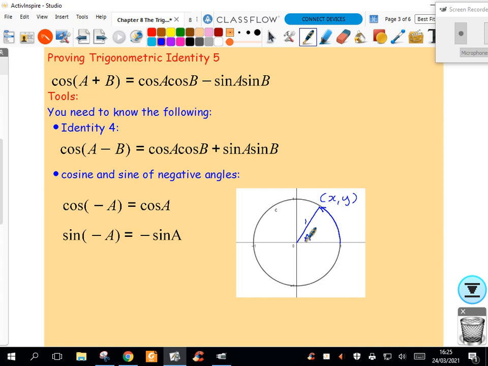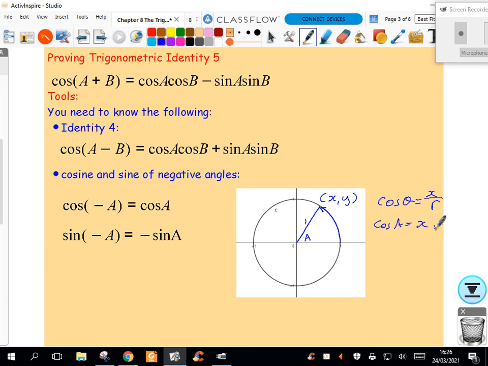Cosine of any angle is defined as being its x-coordinate divided by the modulus of the point. So in this case, cosine of A would equal the x coordinate divided by 1, which is just whatever the x-coordinate is. And it doesn't matter where I go, that's always going to be the same.